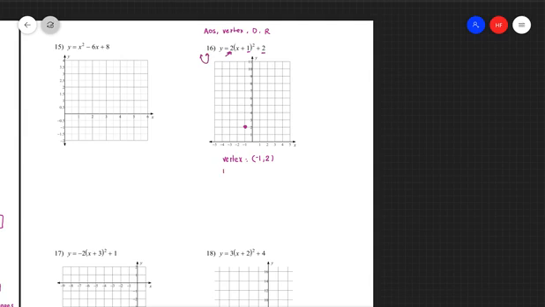My domain never changes. And then my range depends on that vertex. So since we're facing up, that is a minimum point. So that's my lowest value on the y's. And then it's going to go up toward infinity. And then my axis of symmetry is going to cut through that vertex. So the x value is my axis of symmetry.